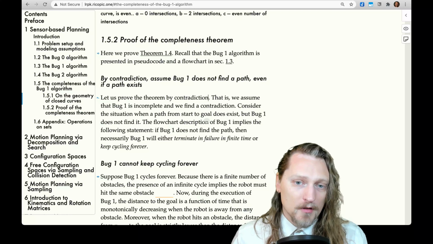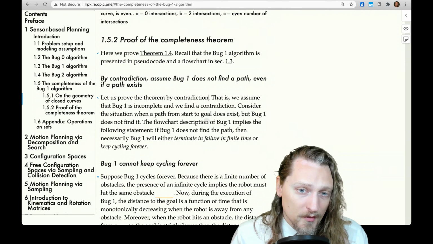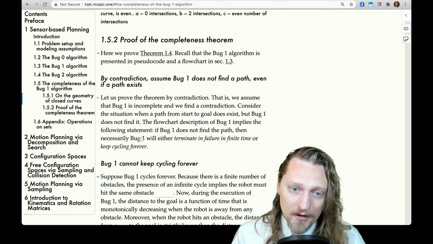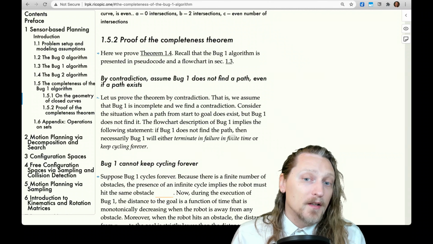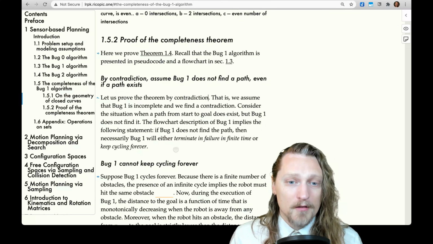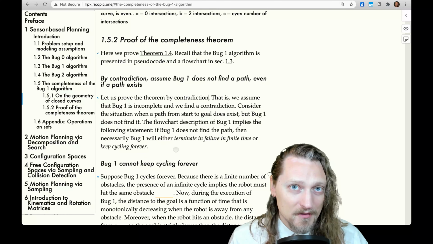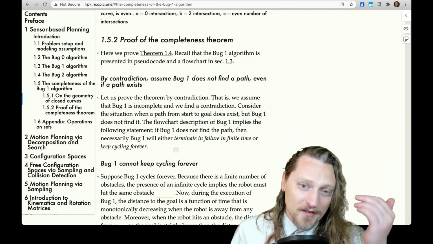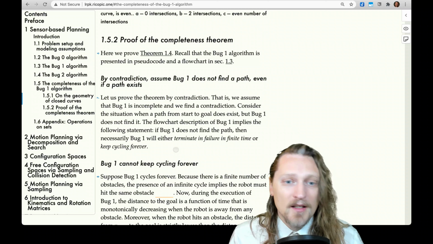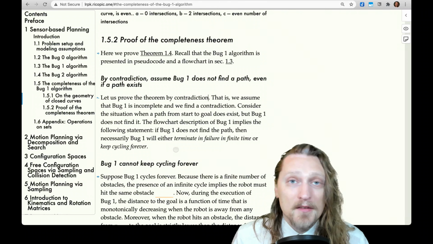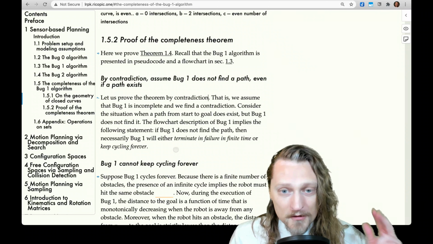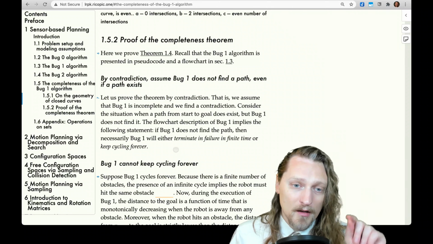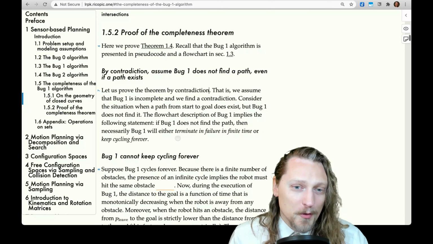The flowchart description of Bug 1 implies the following statement. Okay, this was the Bug 1 algorithm flowchart. If Bug 1 does not find the path, then necessarily Bug 1 will either terminate in failure in finite time or keep cycling forever. Those are the only other possible outcomes in the Bug 1 algorithm. So there were 3 to start, which was that it finds a path if it exists, which we said it isn't doing, so we're getting rid of that possibility. The other 2 possible are that it can terminate in failure in finite time, or it can keep cycling forever. Now we just need to prove that neither of these things can happen.